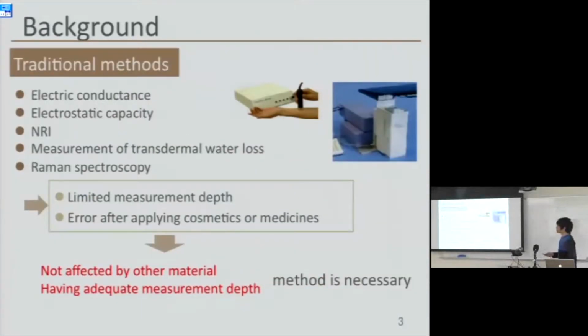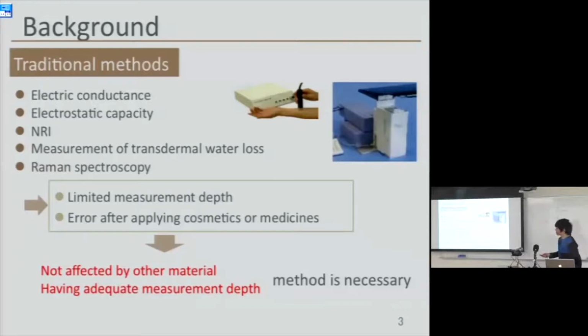The traditional methods of measuring water content in the cornified layer are measuring electric conductance, electrostatic capacity, NMR, measurement of transdermal water loss, or Raman spectroscopy. However, there are some problems in these methods. For example, the measurement depth of some of these methods is limited, or we cannot measure the precise water content in the cornified layer after applying cosmetics or medicines.